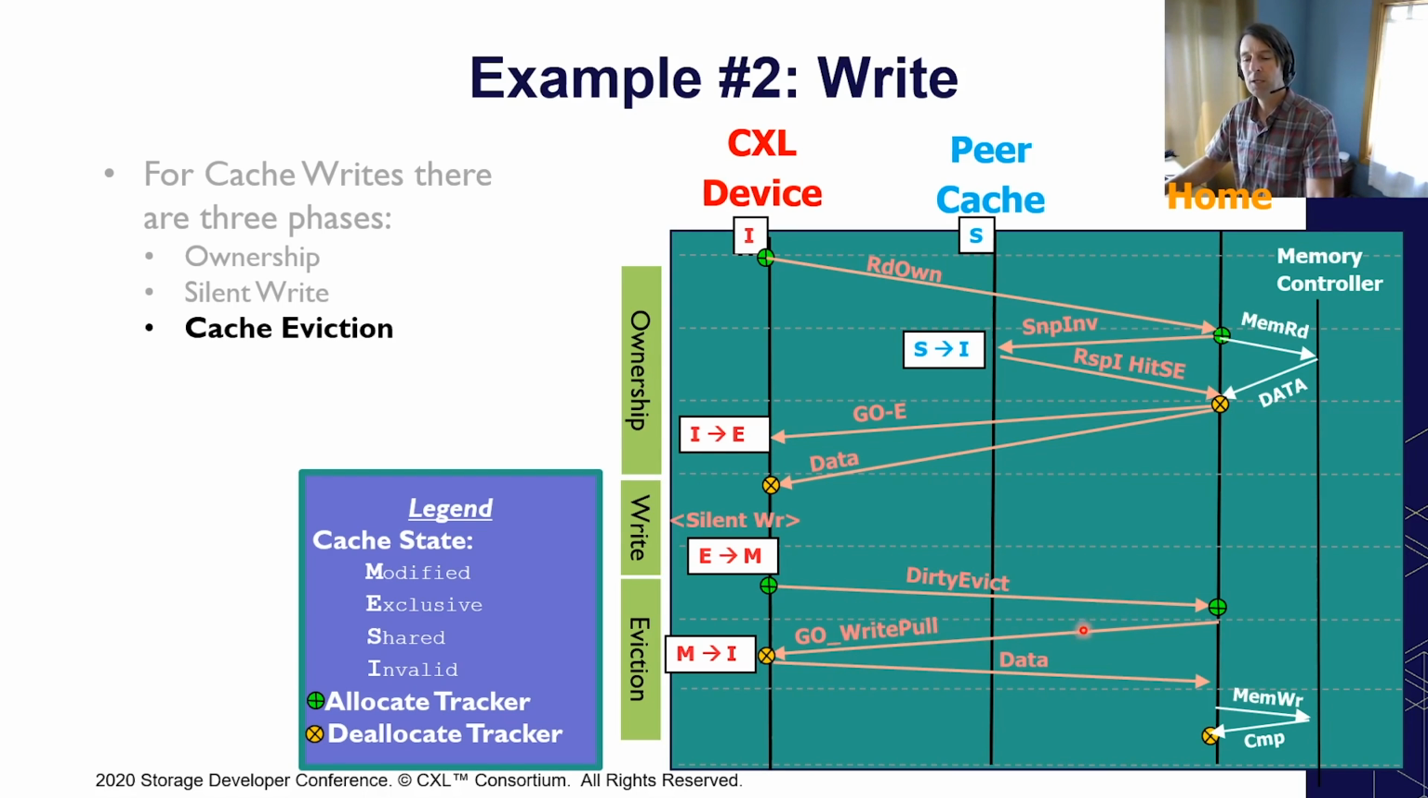Home agent will send a go write pull message asking for the data for that dirty eviction. The CXL device, on getting the go write pull, will cause its cache to go from M to I state and return the data that it had, the M state data, back to the home. And then within the memory controller itself, we will see the memory write and completion back to cause deallocation in the home.